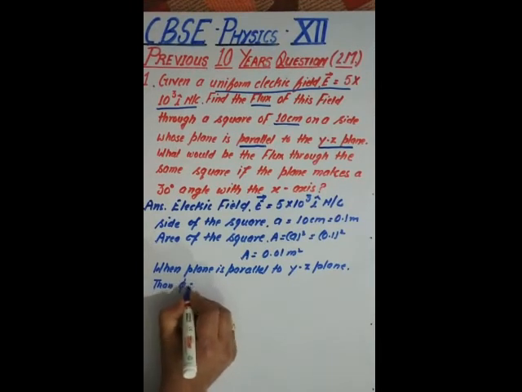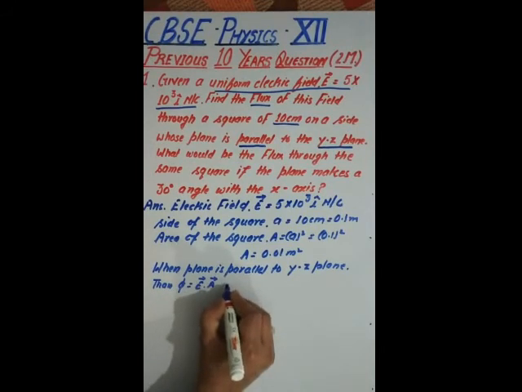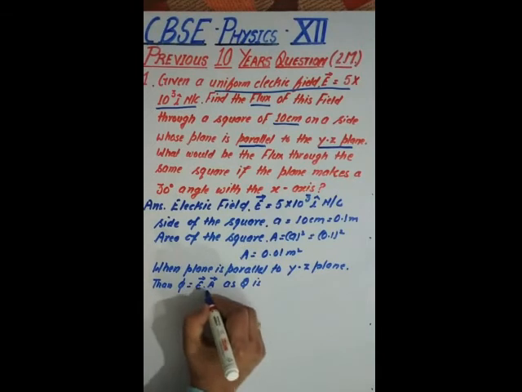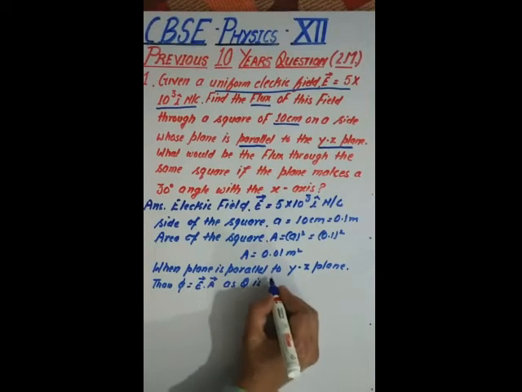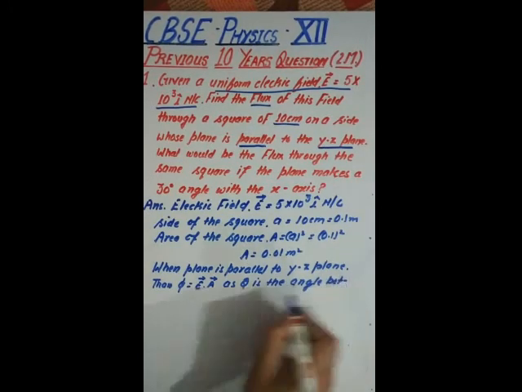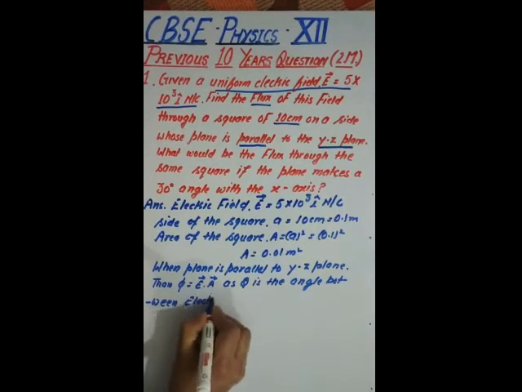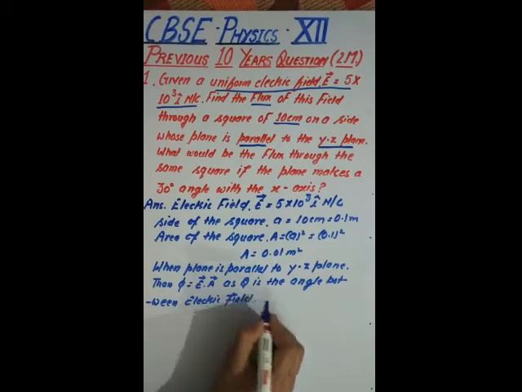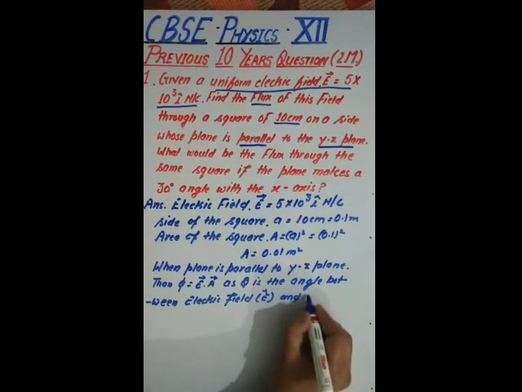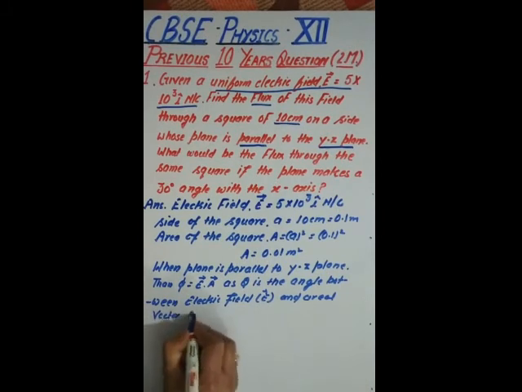then flux equals E vector dot A vector, as theta is the angle between electric field E and area vector, A vector.